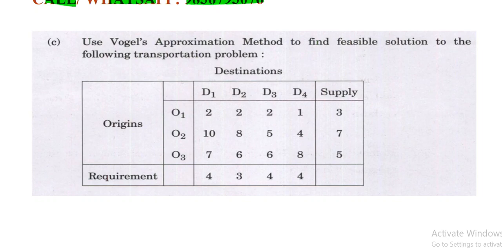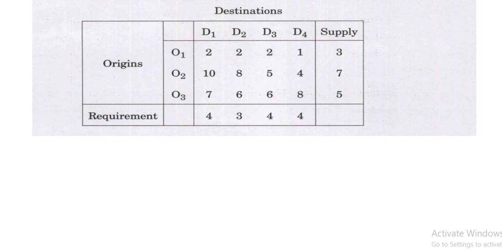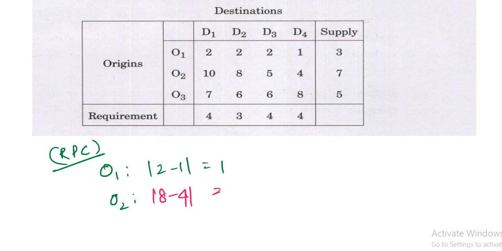So in first step I will calculate the initial penalty cost. What is the row penalty cost here? Origin 1 is row penalty cost RPC for origin 1 is mod 2 minus 1 equals to 1, and origin 2 is mod 8 minus 4 is 4, origin 3 mod 7 minus 6 is 1.